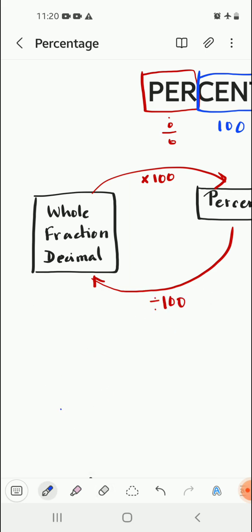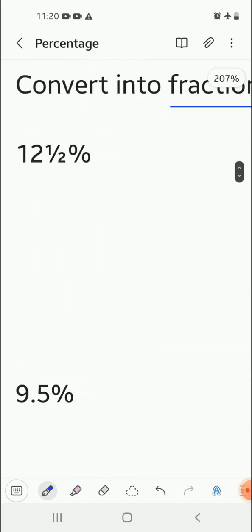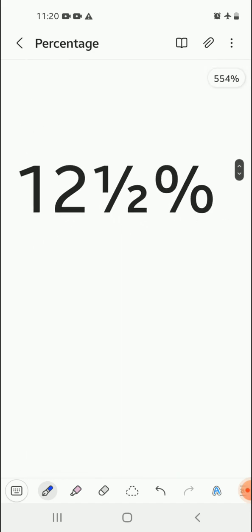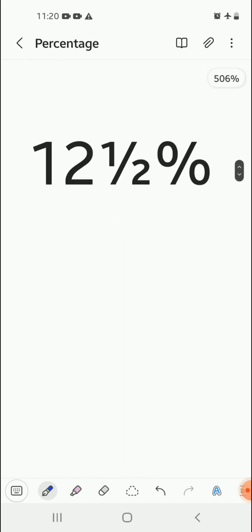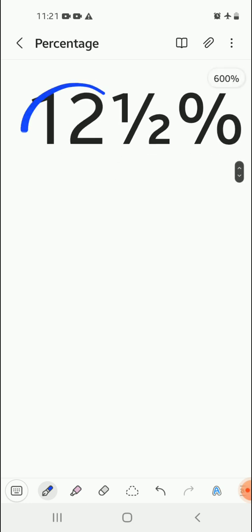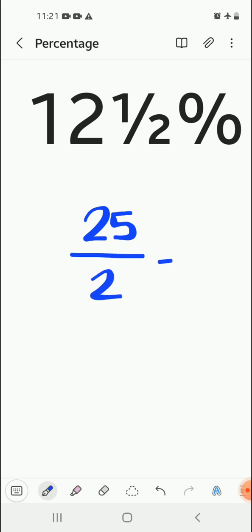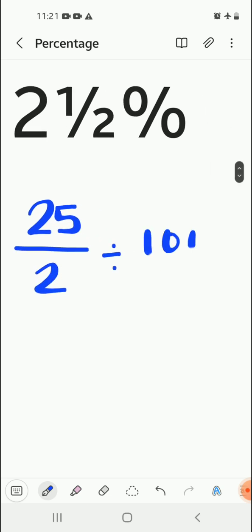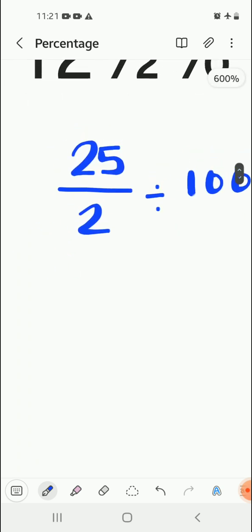So let's move to the question now. 12 1 by 2%. First, convert it into its improper fraction, because a mixed fraction is given. So 12 into 2, 24, plus 1, 25. So converting 12 and a half, we get 25 by 2 divided by 100, because we have to convert the percentage to the equivalent number. So percentage means divided by 100.